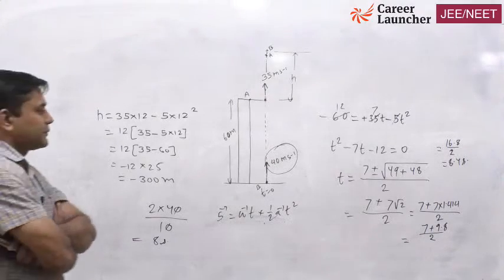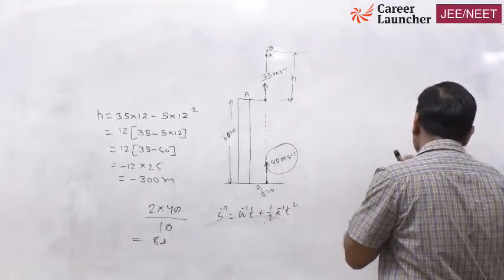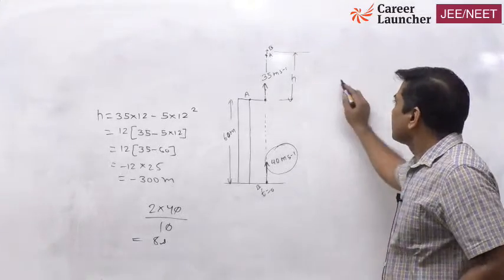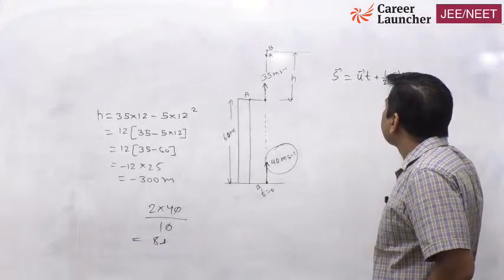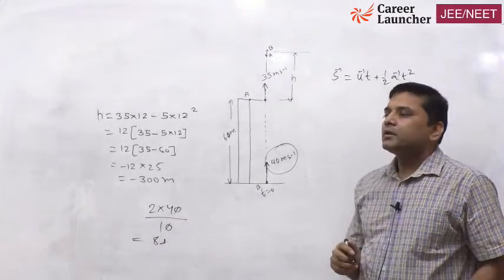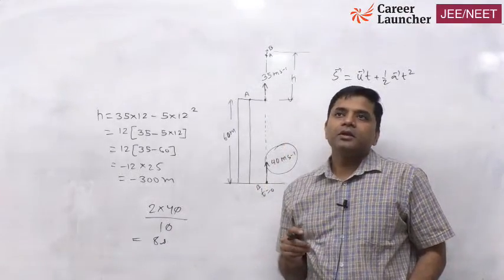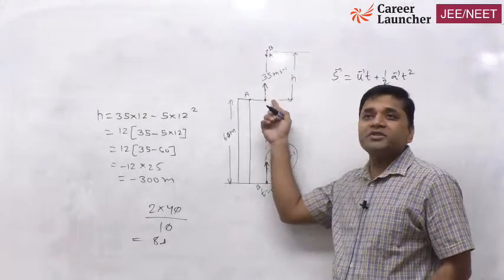Okay, so let's see the relative approach. We will use this formula. Here there are two particles A and B. At position B there is an observer which is observing the motion of these two particles.